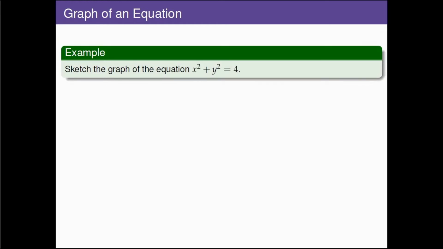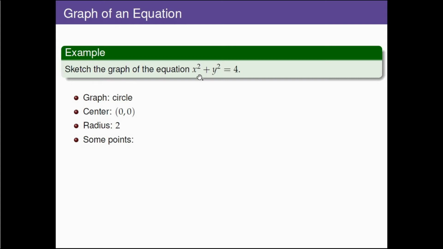Next, sketch the graph of the equation x squared plus y squared equals 4. Recall that the graph of this equation is a circle. The center of this circle is at the point (0, 0). The radius of this circle, since 4 equals 2 squared, the radius equals 2. Let's get some points on the graph.